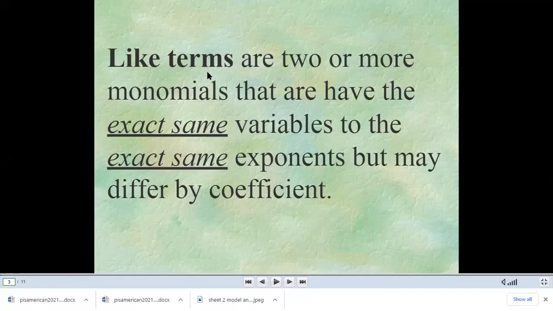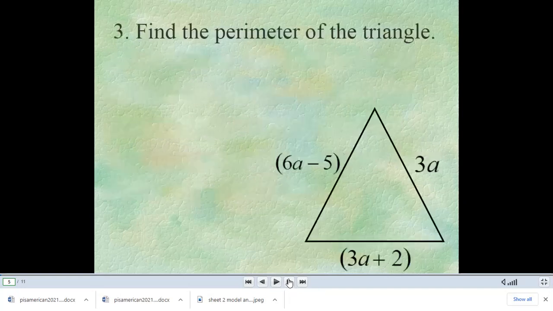What are like terms? Like terms are 2 or more monomials that have the exact same variables to the exact same exponent, but may differ by coefficient. If we want to say that those 2 terms are like terms, they should have the same variable, like x and y and z, and the same exponent, like x to the power of 2, y to the power of 2, but different coefficients. Then we want to know the difference between those 2 cases.